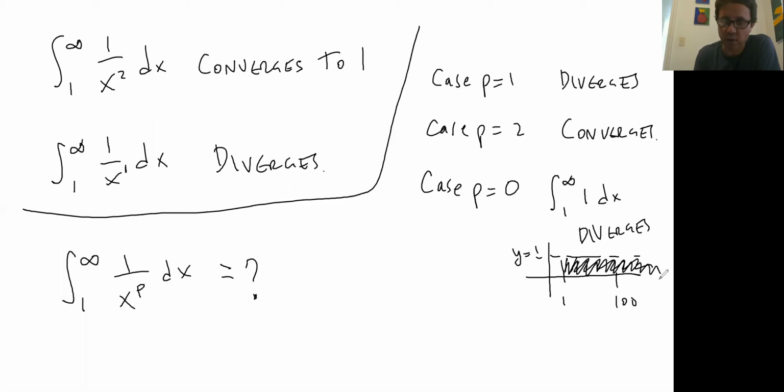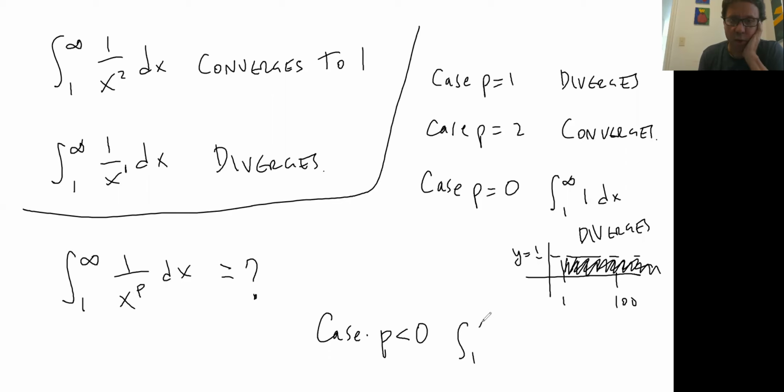If I go to 1,000, it would be 999 by 1. So, it would be 99. So these numbers get huge as you go along. And so in the case where p is 0, that would get this. Now, in the case where p is negative, less than 0, then look at what happens to this integral.